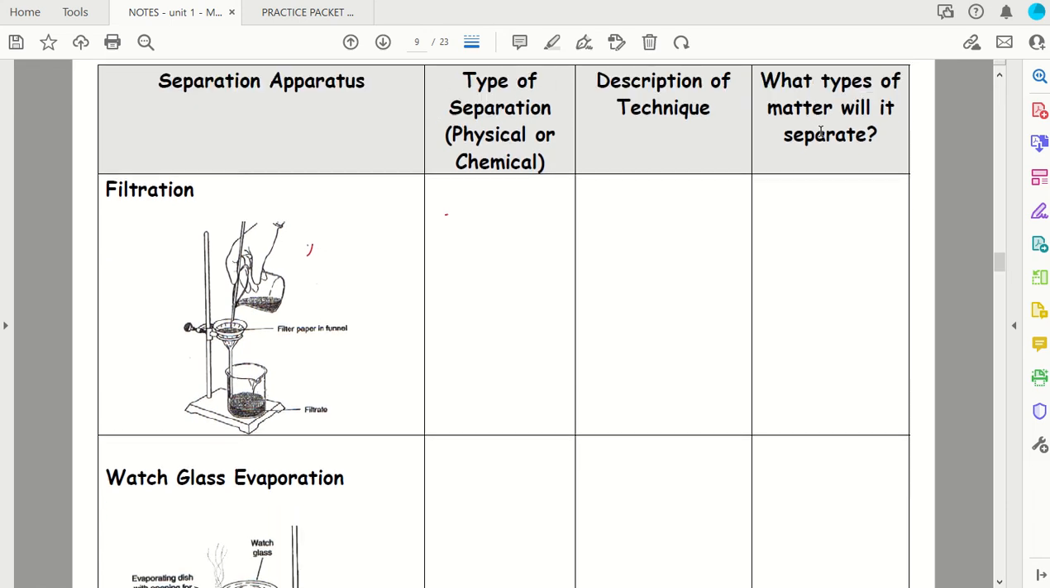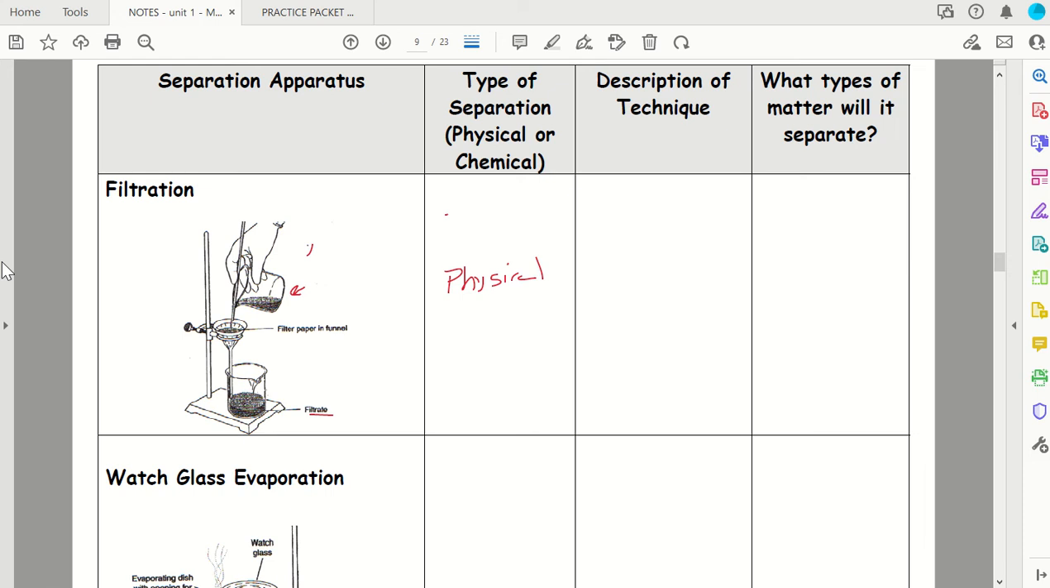The first one is probably the easiest one, maybe one you've seen before. It's filtration. You see the beaker of the mixture that we're separating, filter paper with a funnel, and then as it runs through the filter paper, you get a filtrate that's done. The idea is what kind of changes that you can separate. Two things. It's physical.